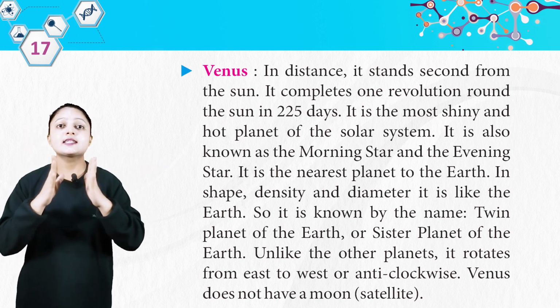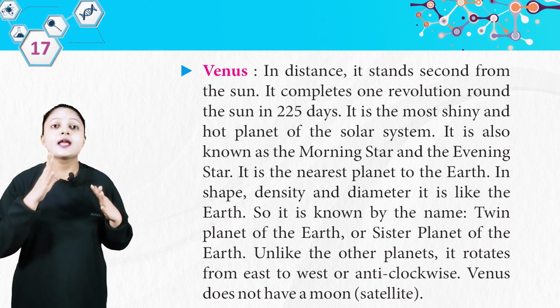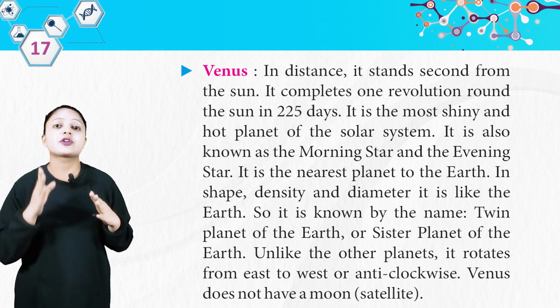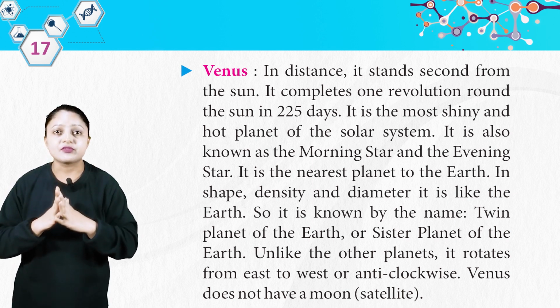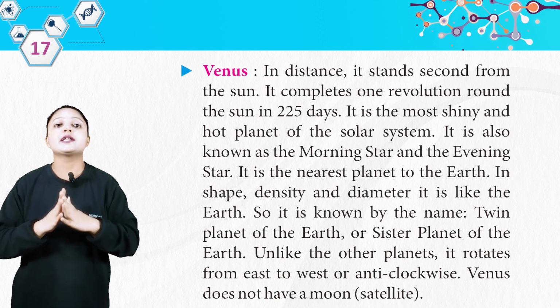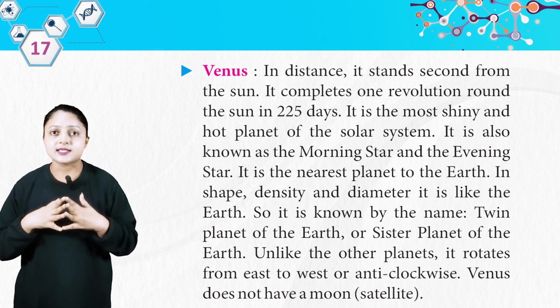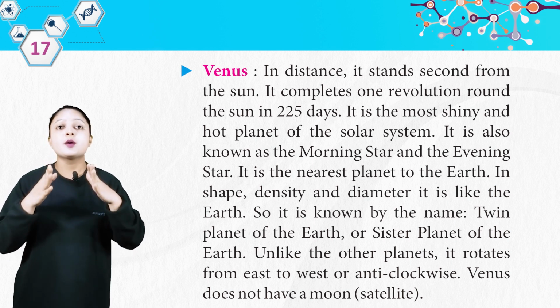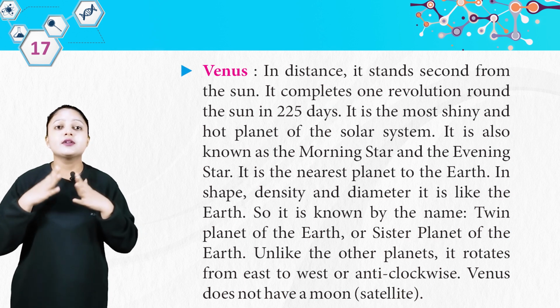Venus. In distance, it stands second from the Sun. It completes one revolution round the Sun in 225 days. It is the most shiny and hot planet of the solar system. It is also known as the morning star and the evening star.